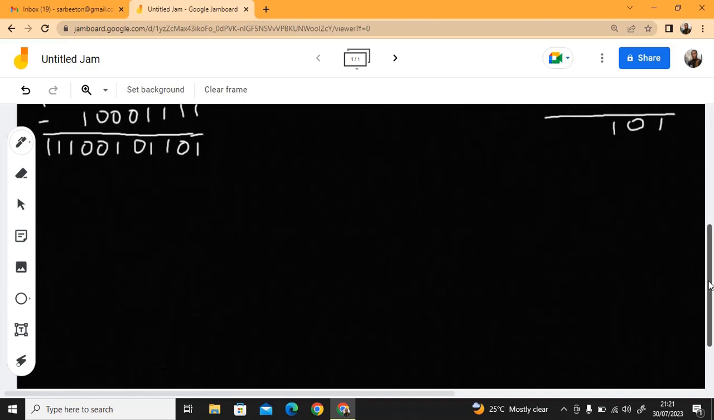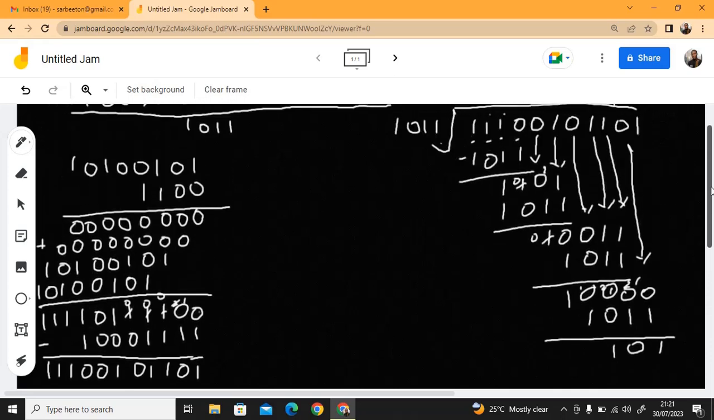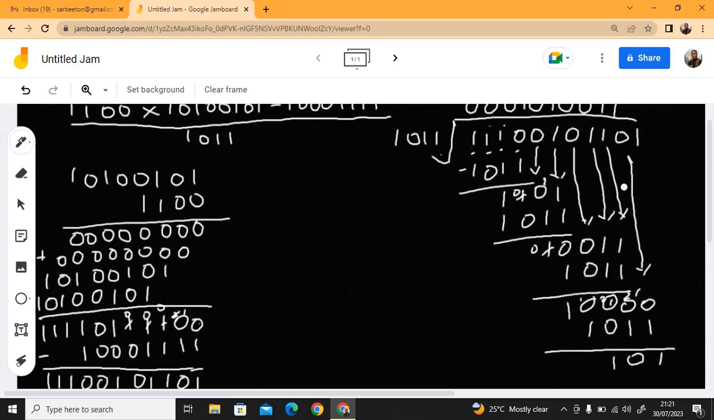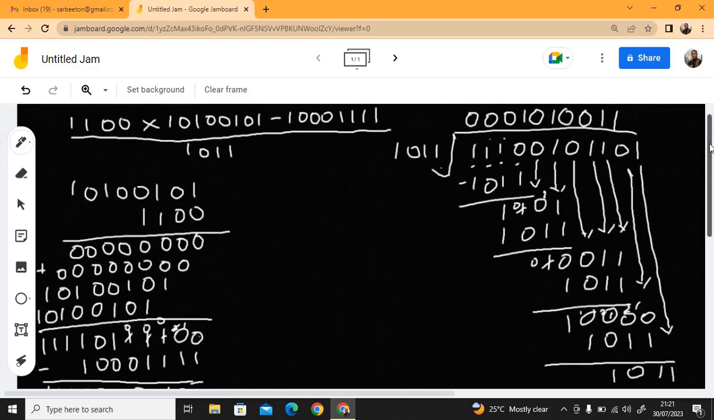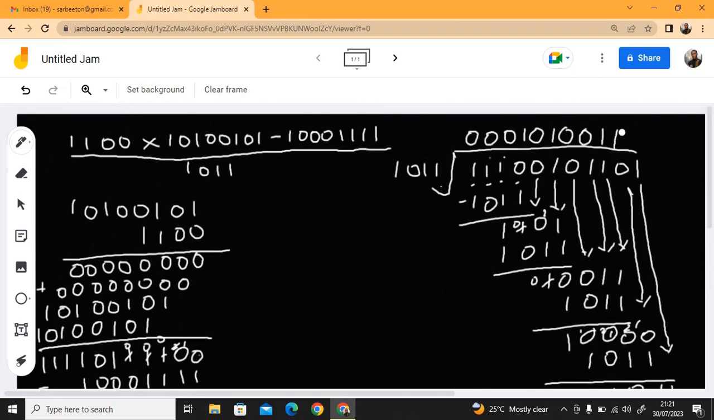The next thing is that you bring down, you bring down what? This one, the last one now. You bring it down. So when you bring it down, you have 1011. So 1011 divided by 1011, that is what? That will give us 1. Sorry for this. That will give us what? 1. So 1011 times 1 is still 1011.